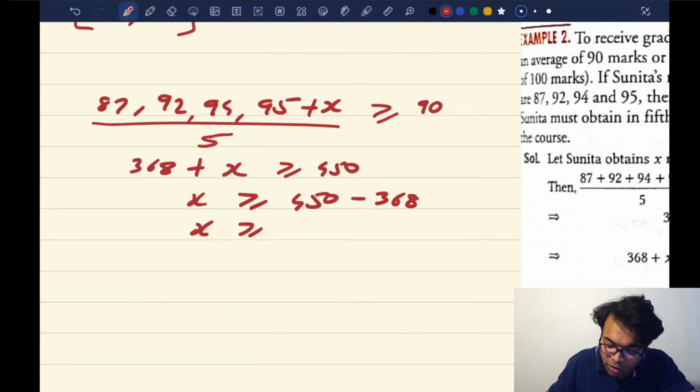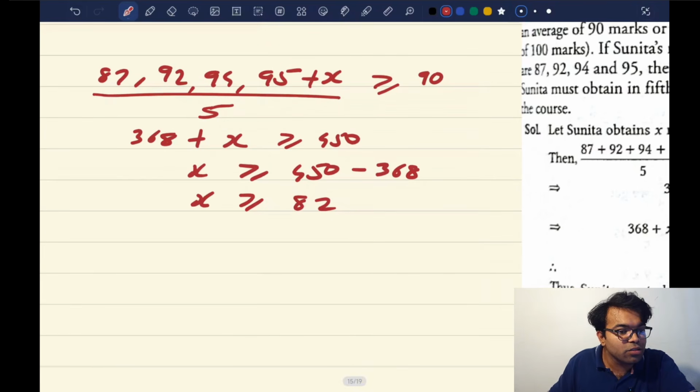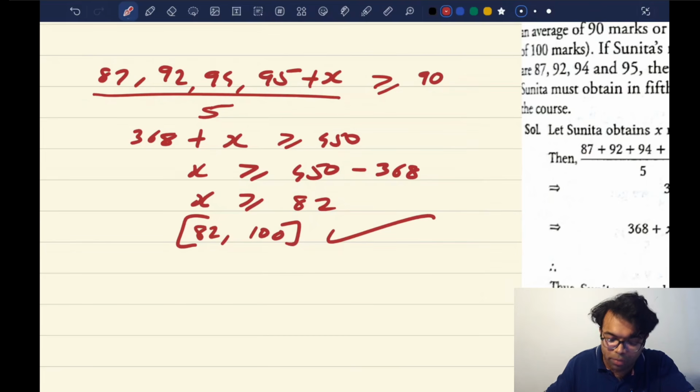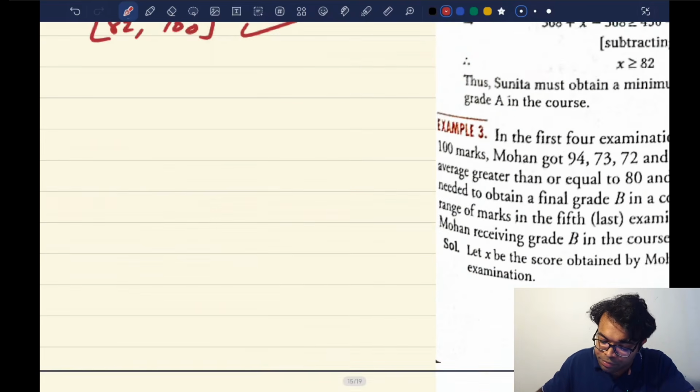x should be greater than or equal to 82, so she should get more than or equal to 82. Okay, so her range of marks will be from 82 to 100. This will be the solution. Next one.